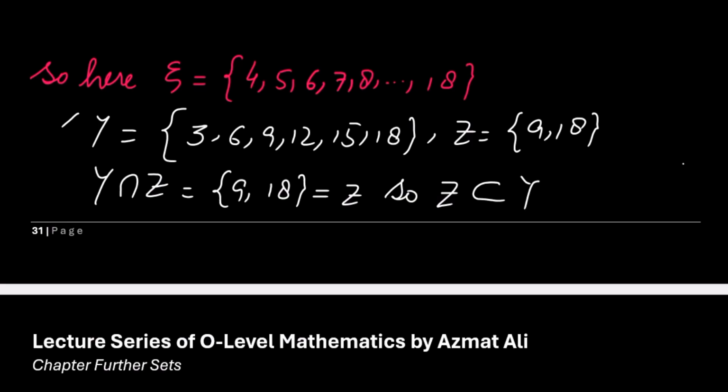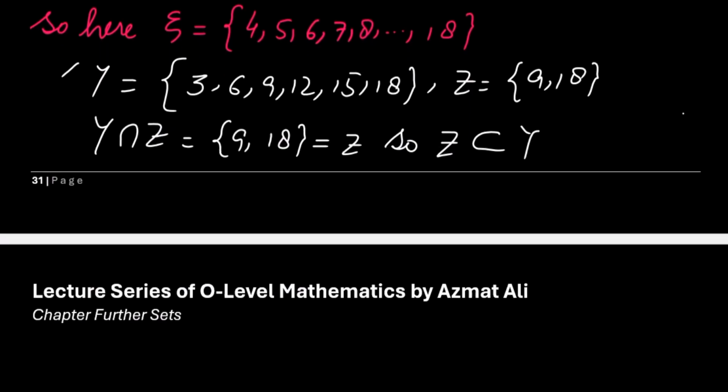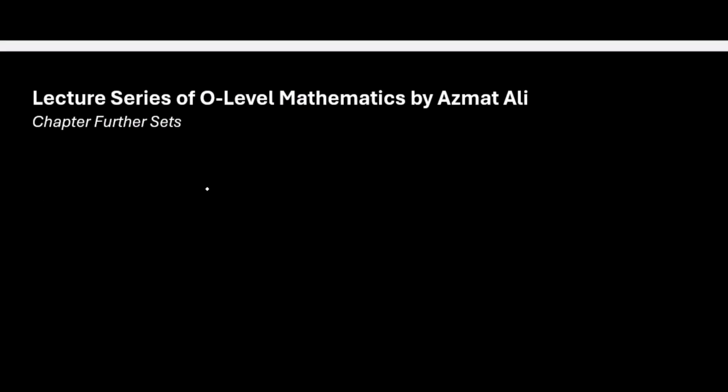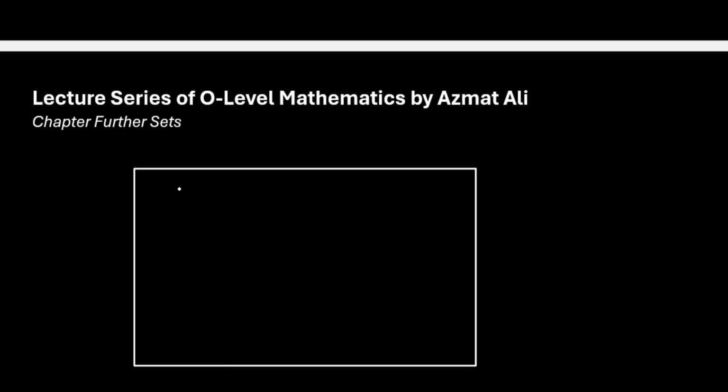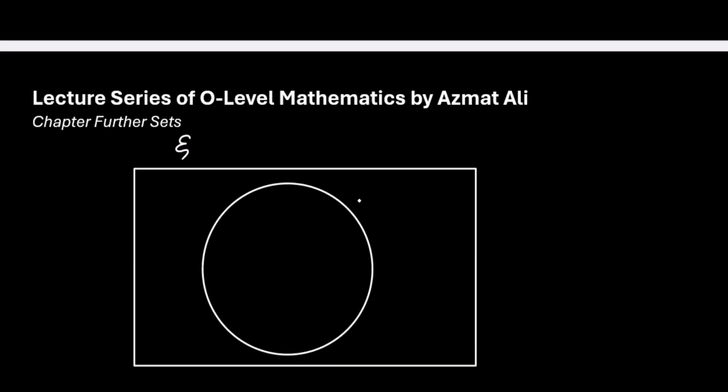So this is the case when we draw two circles and one circle is inside the other. So next we make a Venn diagram. Firstly we draw a rectangle. This rectangle will represent the universal set xi here. This is my bigger set, that is Y here, and the set inside the Y is the smaller set Z.